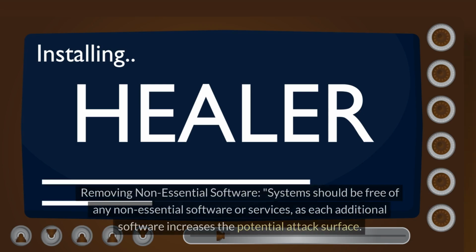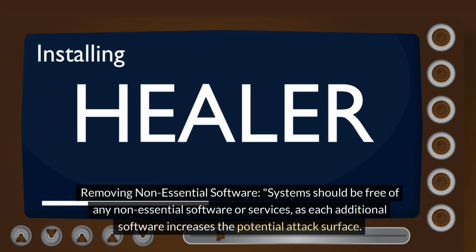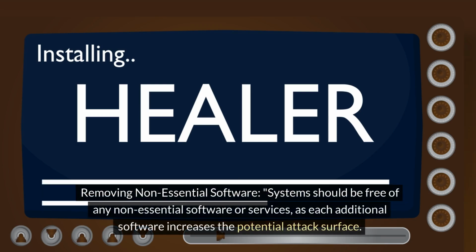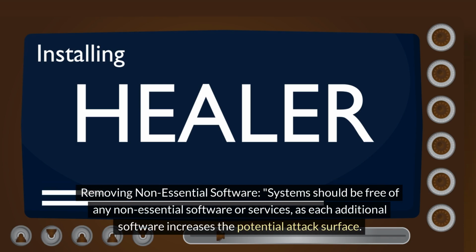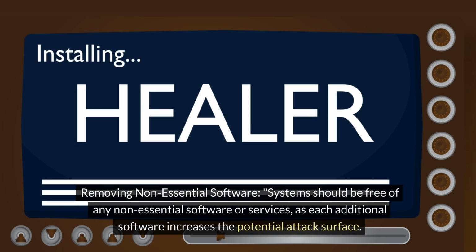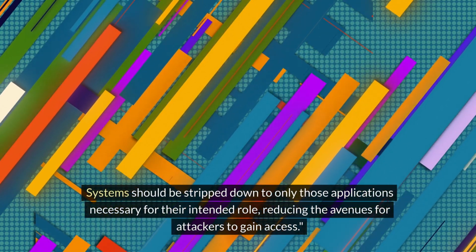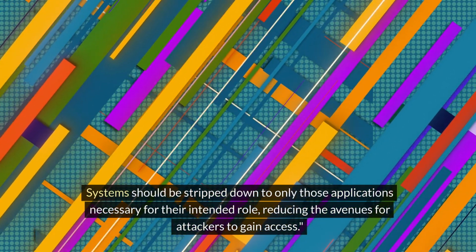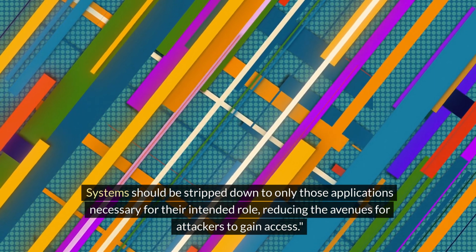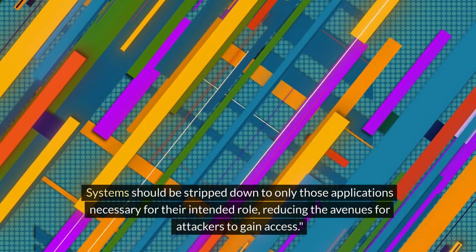4. Removing non-essential software. Systems should be free of any non-essential software or services, as each additional software increases the potential attack surface. Systems should be stripped down to only those applications necessary for their intended role, reducing the avenues for attackers to gain access.